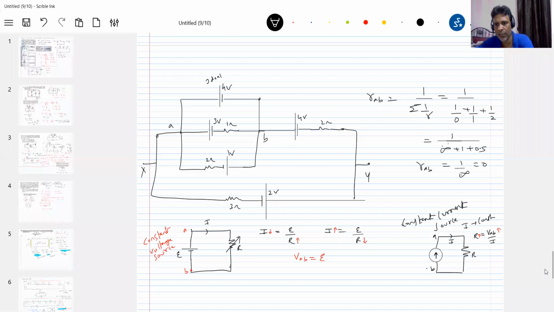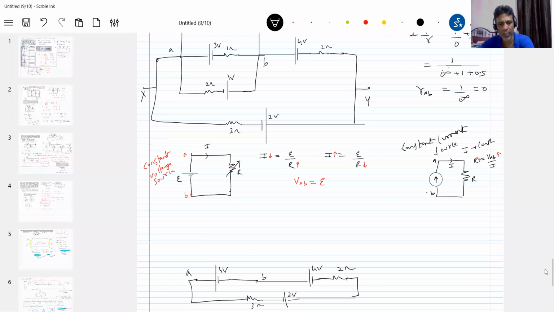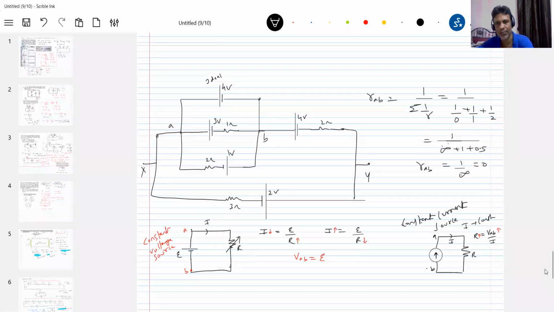Got the idea now? Why am I replacing with only a cell of 4 volt? Why is there no internal resistance? Because I got RAB 0. Look at the mathematics. Is it okay? So nothing, we are not making any guess or imagination. Just we are sticking to the basic things.